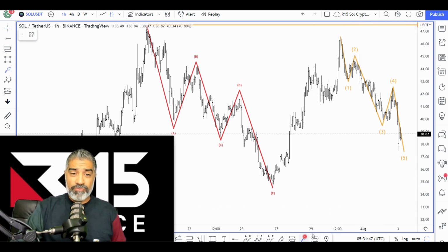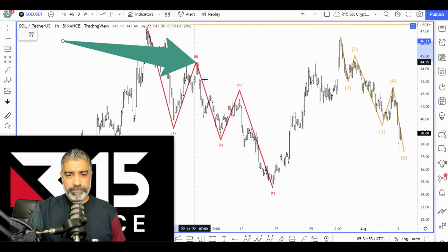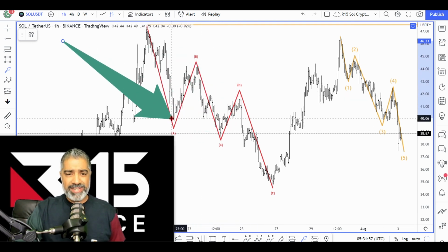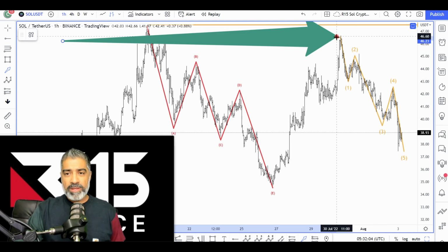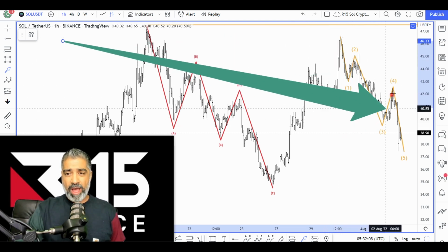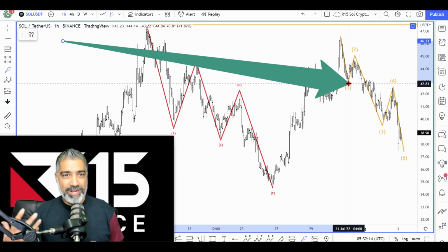Well, the red is a corrective structure because the waves are overlapping. In other words, this wave here overlaps into the region of this wave over here. That's a massive clue. Whereas in this structure, the market moves down and up, it moves down and up, but this does not overlap into this. These two things give us very different information.